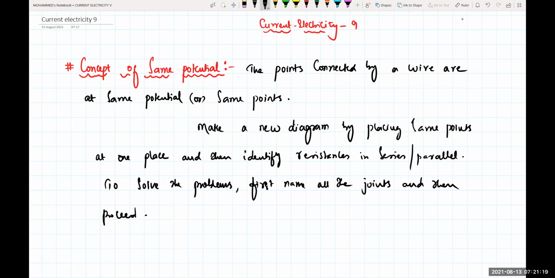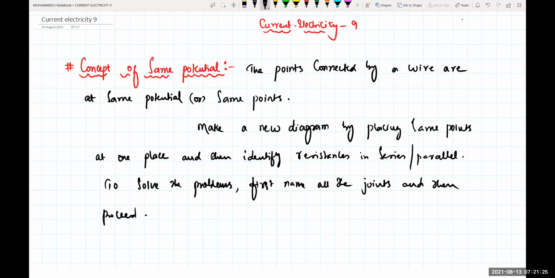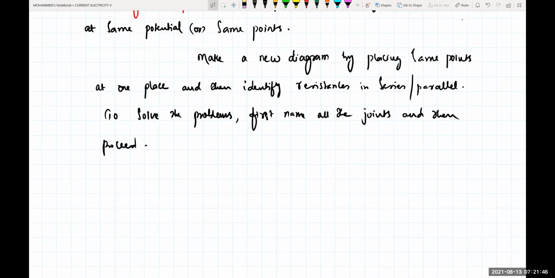So what is the same potential concept? Am I audible to everyone? Yes, sir. Hello. So what do you mean by same potential? The points which are connected by a wire are at the same potential or at the same points. Make a new diagram by placing the same points at one place and then identify the resistance in series or parallel to solve the problems. First, name all the joints and then try to proceed in the given condition. Is it clear? I'll give you an example.